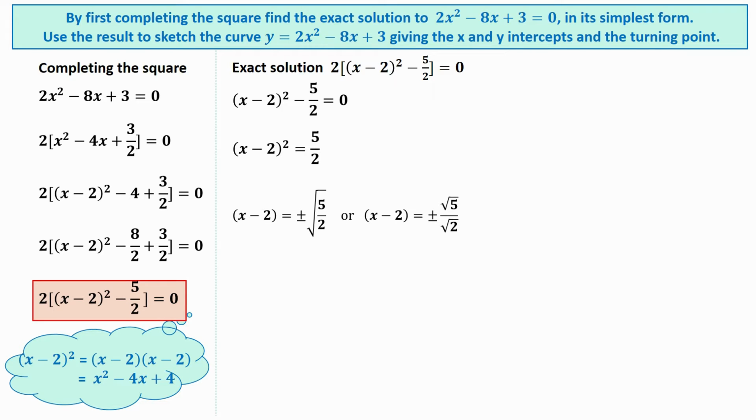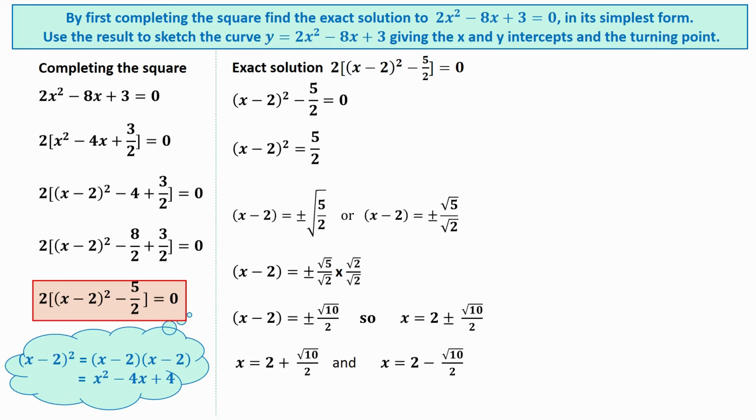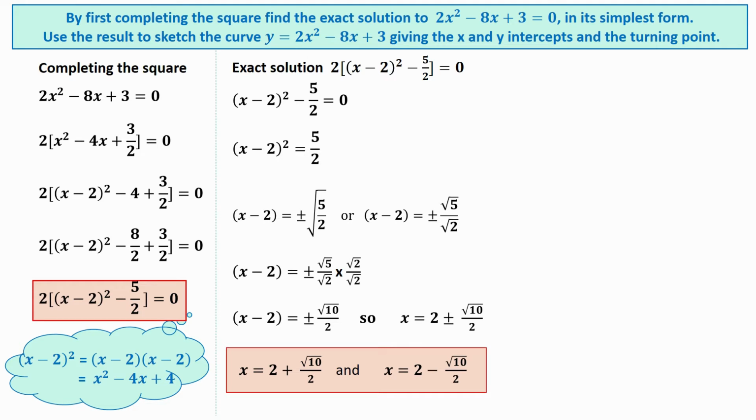And writing in an equivalent form as root 5 over root 2, in order to rationalise the fraction multiply by root 2 over root 2. Simplify. Root 5 times root 2 gives root 10, and root 2 times root 2 gives root 4, which is 2. Adding 2 to both sides gives x equal to 2 plus or minus root 10 over 2. And 2 values for x are obtained. Leave in surd form to give the exact solutions.